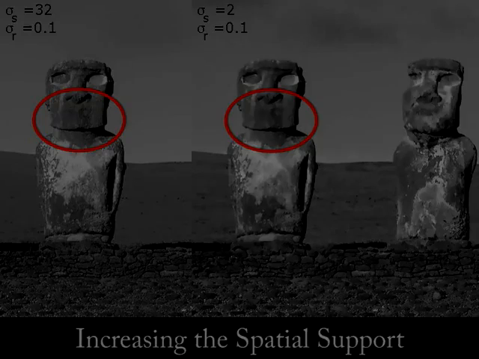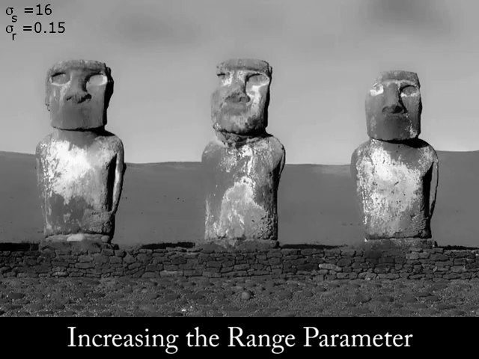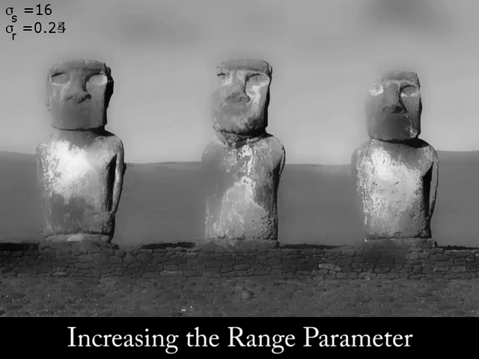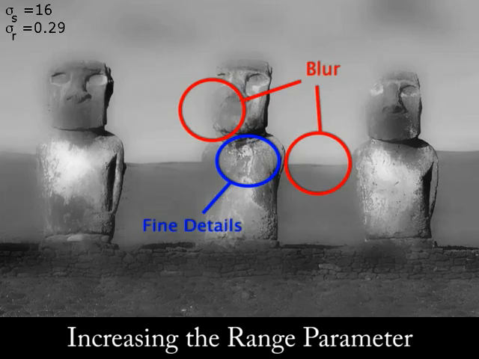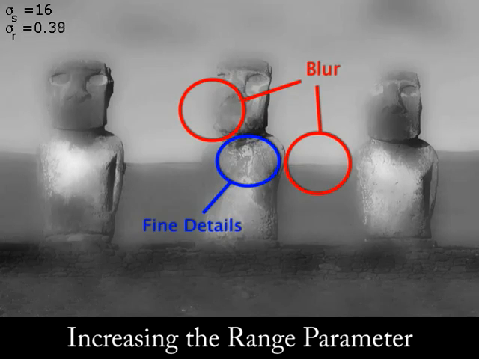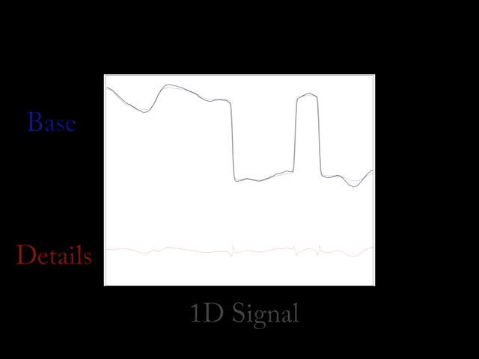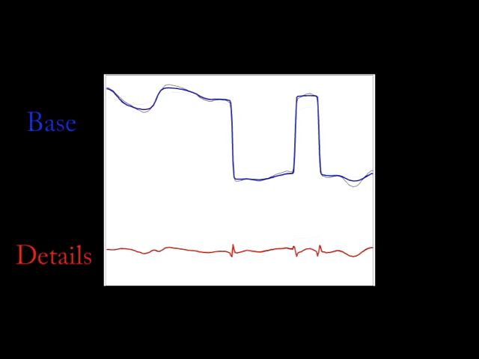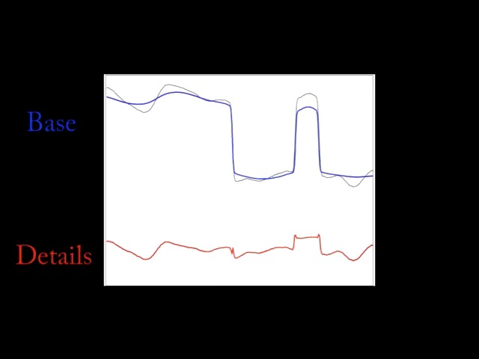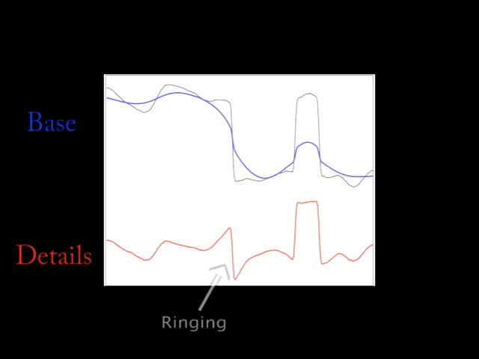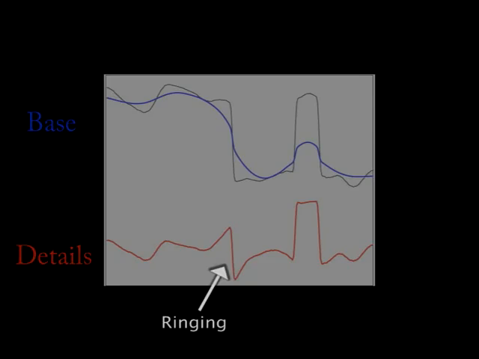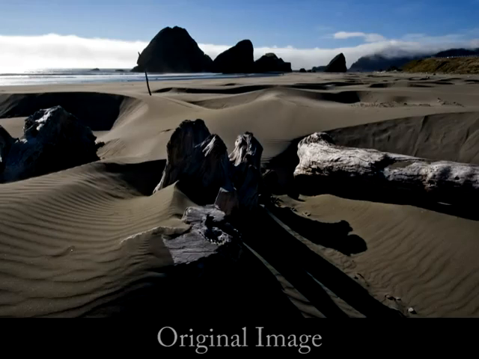To achieve a more aggressive smoothing, it is necessary to increase the range parameter sigma r as well, but this ultimately causes even some of the stronger edges to become blurry, and yet some small-scale details still remain unfiltered. In the limit, increasing sigma r makes the bilateral filter behave like a linear filter. To summarize, in order to produce progressively coarser images, the bilateral filter tends to blur some of the edges that it is supposed to preserve. This introduces ringing into the detail layer, which can cause halo artifacts to appear when the details are boosted.